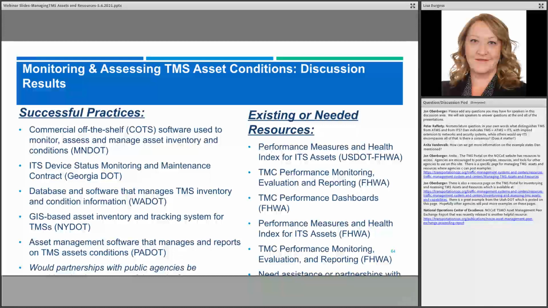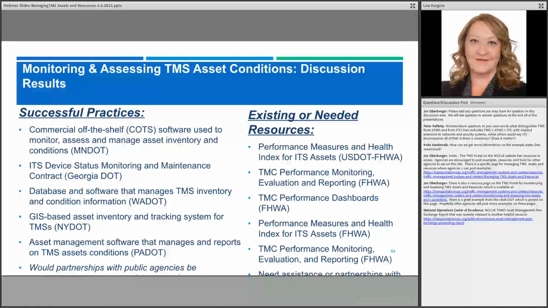So some of the feedback that we heard: there are more and more types of different commercial off-the-shelf software packages that can help with monitoring and assessing. The Minnesota DOT was cited as a really good example of that. Washington State DOT has some database and software that helps staff there to both manage and report on some of the TMS inventory, condition information, operational status, those kinds of things.